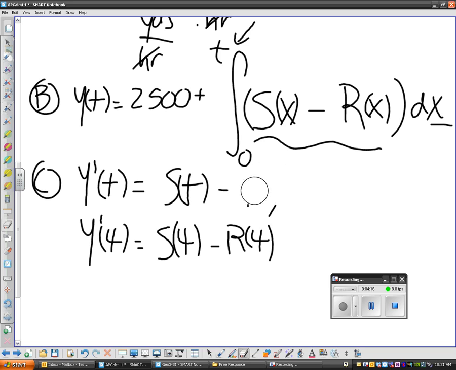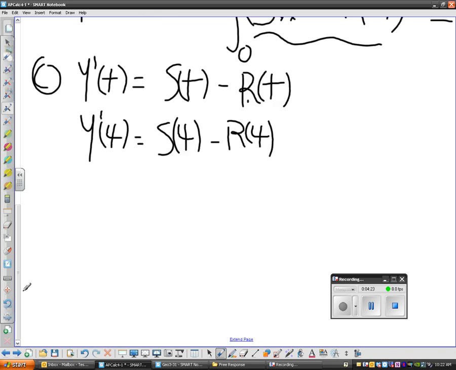And I don't know why I wrote this up here. It should be an R of t. Okay, and you can just plug this really quickly in your calculator, and you get an answer of negative 1.909 yards cubed per hour. And that's that solution.